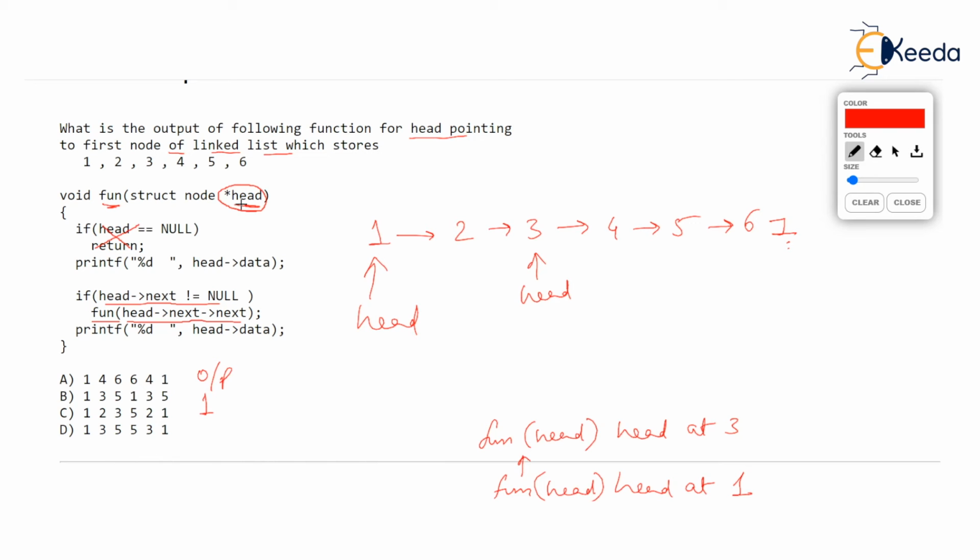Head is now at 3. Is head null? No, false. So it doesn't return. That is, the function doesn't end and it prints 3. So the second output will be 3.